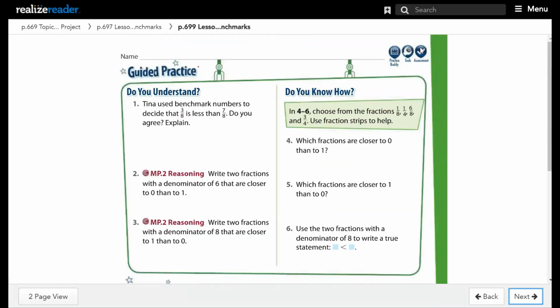In 4 to 6, choose from the fractions 1/8, 1/4, 6/8, and 3/4. Use fraction strips to help. Which fractions are closer to 0 than to 1? So any fraction that has a numerator lesser than the denominator.